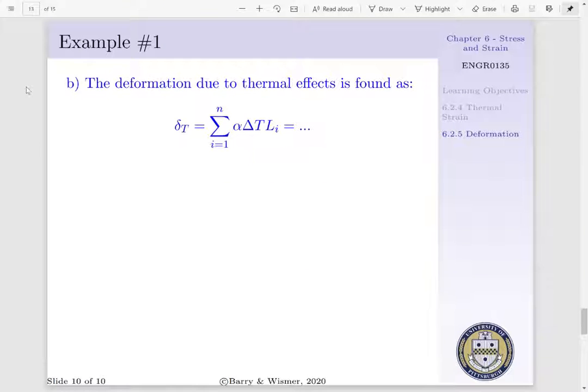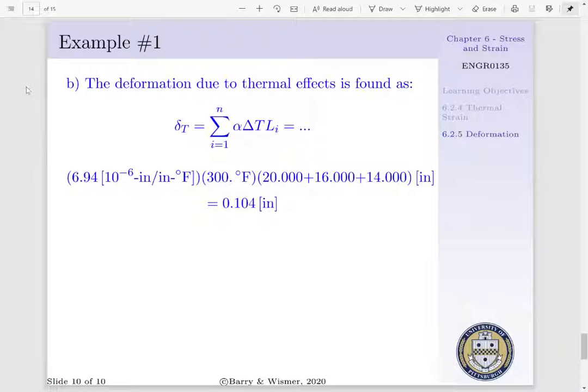To determine the deformation due to thermal effects, delta T, we have to sum from i = 1 to n of alpha delta T L_i. Now, the coefficient of thermal expansion for all 3 members is the same, 6.94 × 10^-6 inch per inch degree Fahrenheit. Our delta T is the same for all 3 members, 300 degrees Fahrenheit, and thus we just have to multiply this by the sum of our lengths: 20.000 plus 16.000 plus 14.000 inches. Thus, our total thermal deformation is 0.104 inches.